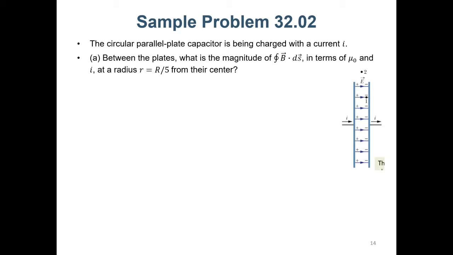So there is another example. The circular parallel plate capacitor is being charged with a current I. So between the plates, what is the magnitude of this line integral in terms of mu0 I at the radius r equals capital R over 5?